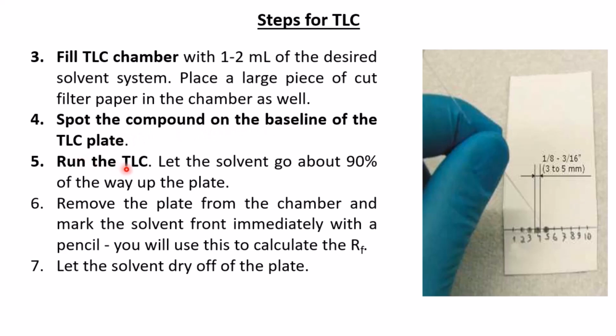Then you run your TLC. So you let the solvent go about 90% up the TLC plate. So if this is the TLC plate, somewhere around here should be okay. And then you remove your plate from the chamber. Mark the solvent front immediately, because if you don't do that, the solvent will evaporate and you won't see the solvent front. So you mark the solvent front. That's where the solvent got to as your solvent front, and then you do your calculations.